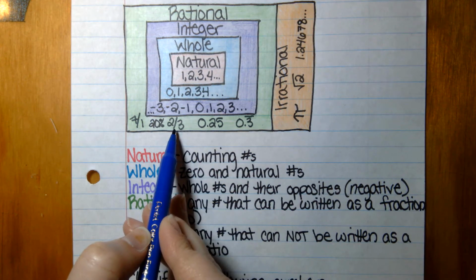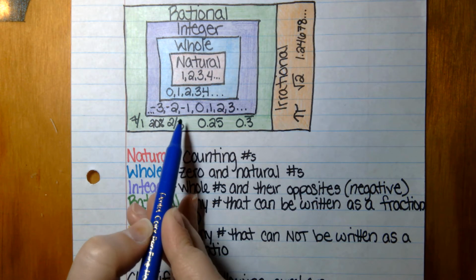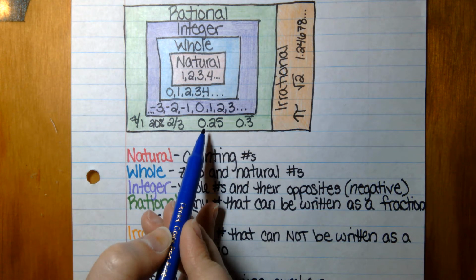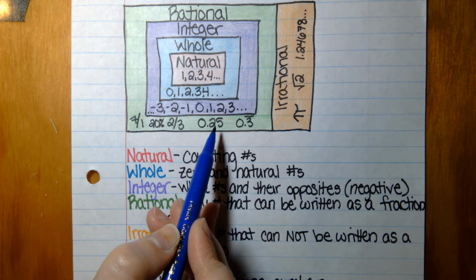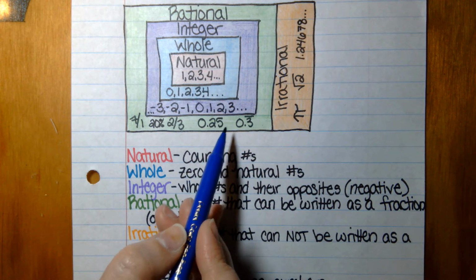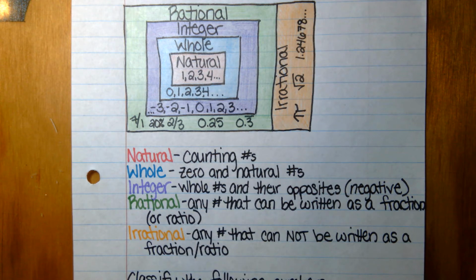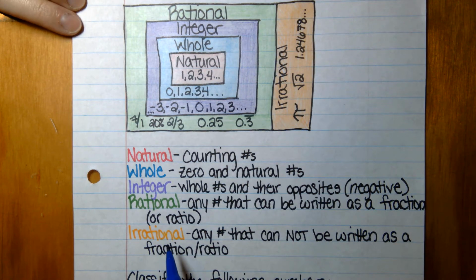We have 2/3, so a fraction itself is considered a rational number. We have a decimal that ends, so 0.25 is a decimal that we call a terminating decimal, it ends. And we have a repeating decimal, 0.3, which also is a rational number because we can write repeating decimals as fractions as well. And our last category is irrational.